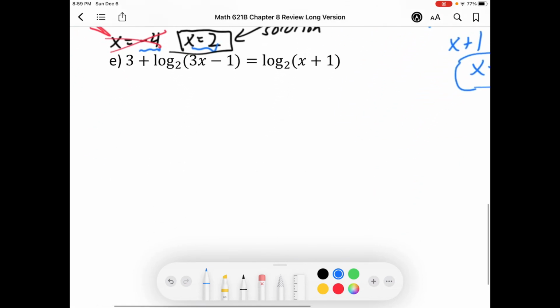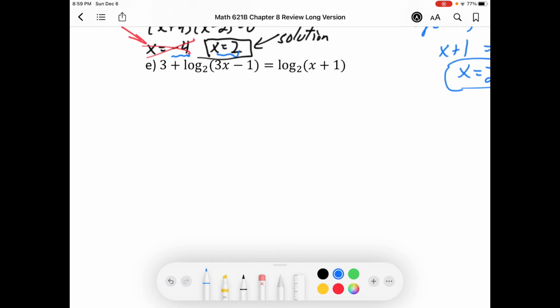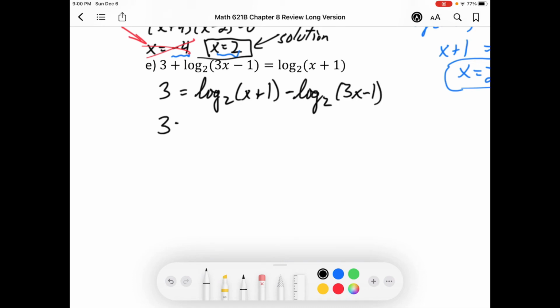And on that note, this last one also has a bunch of approaches. The way that I like to do it is to turn it into what I call a short log equation, and that's to get all my logs on one side. You don't have to do it this way, though, but that's what I'd like to do. So on the other side, I have log base 2 of x plus 1, and I'm moving over the other log. So I have 3 equals log base 2 of, put them together with the quotient rule, or quotient law, I get this.